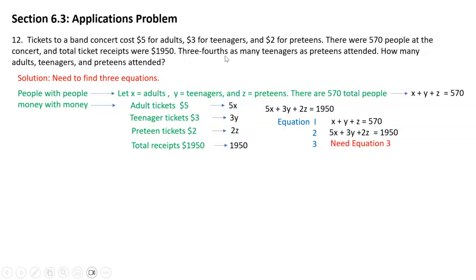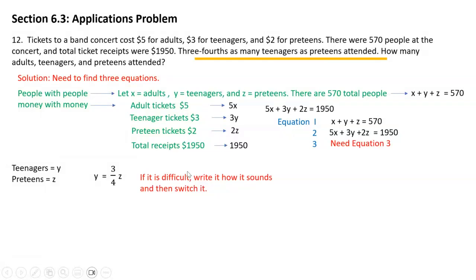Number 3, we find it from the second to the last sentence, which says 3/4 as many teenagers as preteens attended. So this is what you get. Teenagers is y and preteens is z. So this is the answer here, guys. But how do we get that? If it is difficult, write it how it sounds and then switch it. How it sounds is like 3/4 as many teenagers. So teenagers is going to be y because the adults are the x. So teenagers is y and preteens is z.